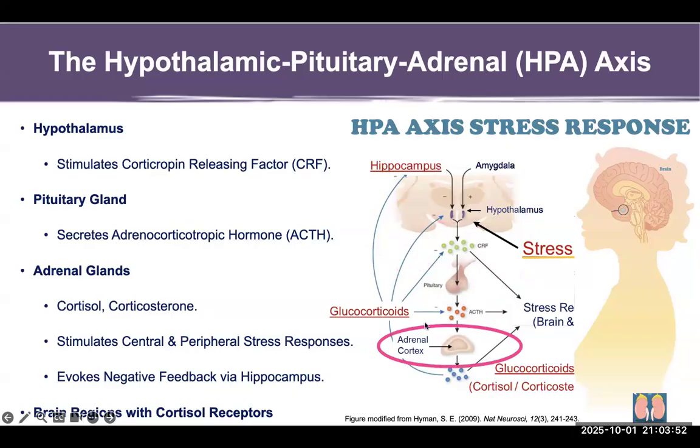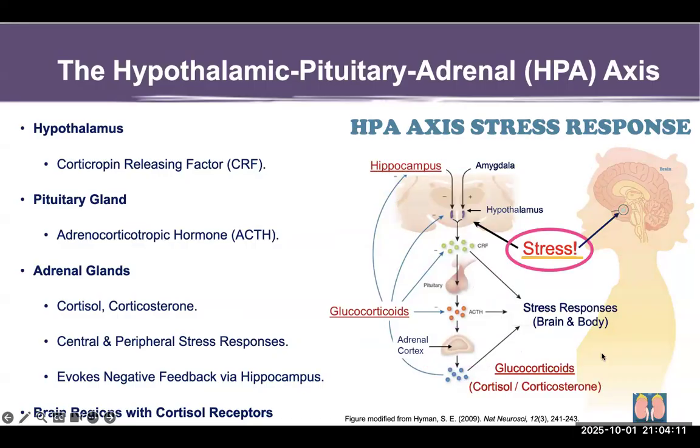But so the pituitary secretes ACTH, and ACTH is going to act on the adrenal cortex, so the adrenal glands shown right here, and cause them to secrete cortisol or corticosterone as a central and peripheral stress response. So the cortisol, corticosterone, can have impacts in the body as a peripheral stress response, and then it can also cross the blood-brain barrier and have central impacts.